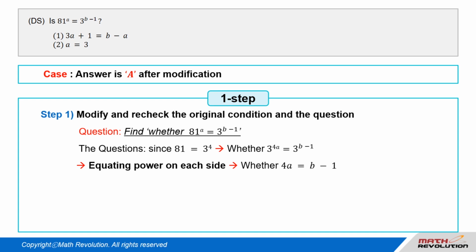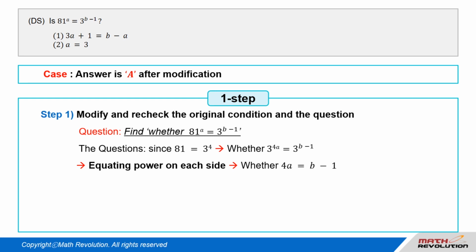Now, we know that 81 is equal to 3 to the 4th power. So, 3 to the power of 4 times A is equal to 3 to the power of B minus 1. By equating the power on each side, we get whether 4 times A is equal to B minus 1. So, we have modified the original condition to whether 4 times A equals B minus 1.